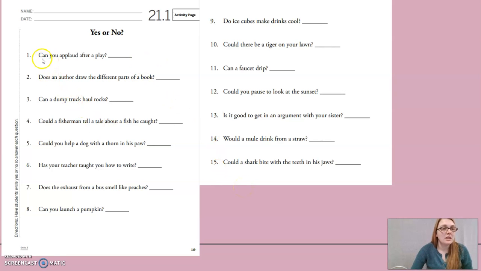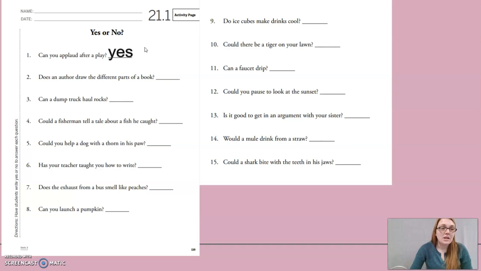Number 1, read with me. Can you applaud after a play? Applaud means to clap. Okay, so after you watch a play and they're finished, can you applaud? Yes or no? Yes, you can applaud and tell them that they did a great job.